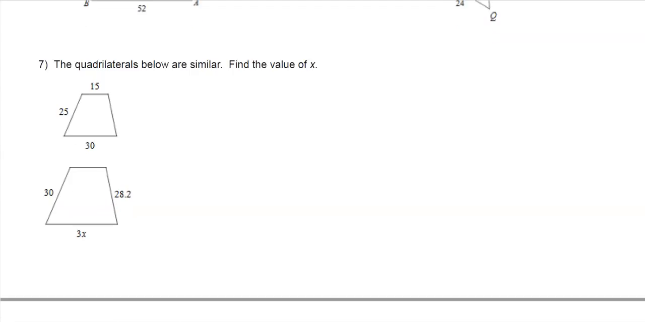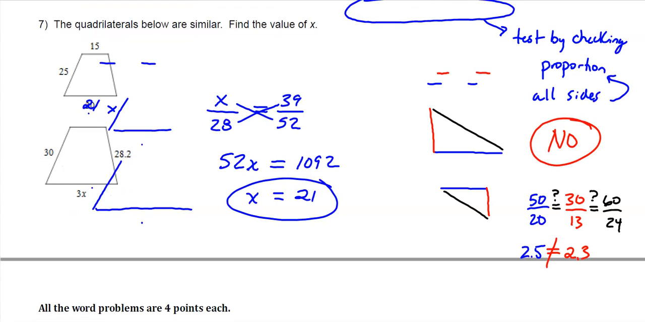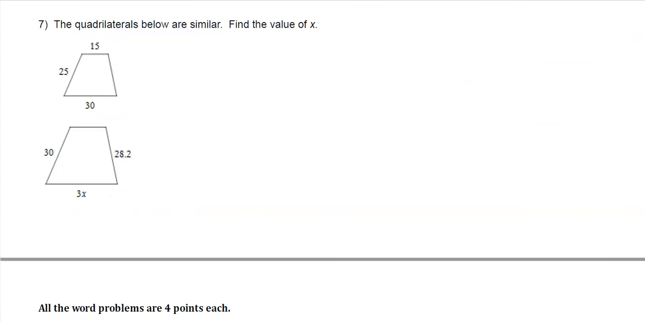All right, moving on down, number 7. So we have quadrilaterals here. Find the value of x. Well, x is down here at the bottom, so I have to involve the side that's with x. So I need to go little over big: bottom, little bottom, big bottom.